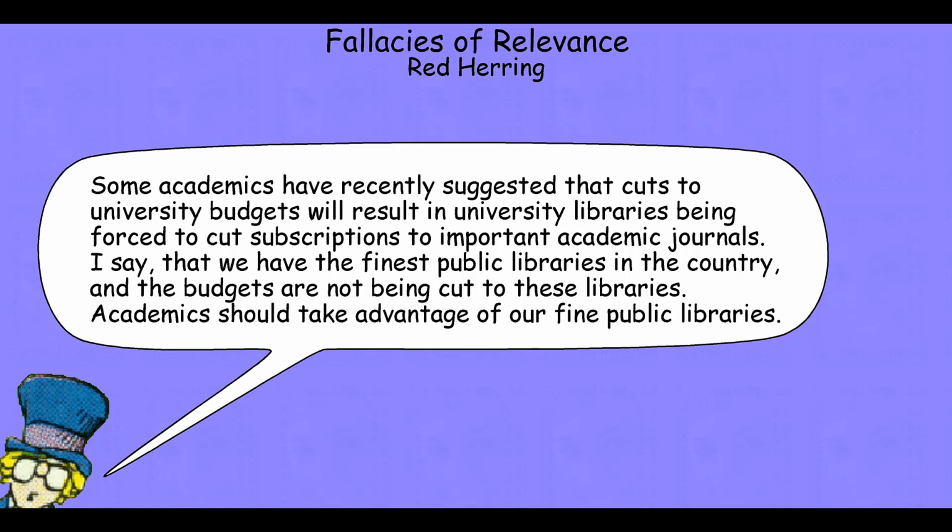So this is an example of red herring argument that was actually presented in roughly this form. I'm paraphrasing. When budget cuts to the University of Minnesota threatened the integrity of the university library system, some academics have recently suggested that cuts to university budgets will result in the university libraries being forced to cut subscriptions to important academic journals. I say that we have the finest public libraries in the country, and the budgets are not being cut to these libraries. Academics should take advantage of our fine public libraries.